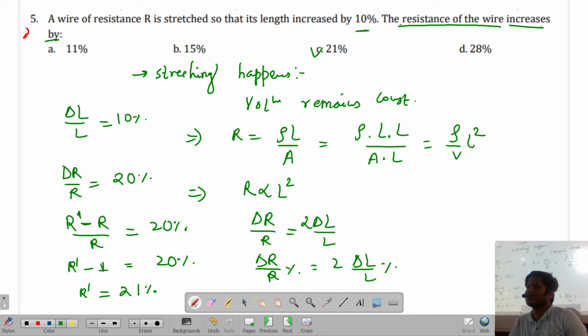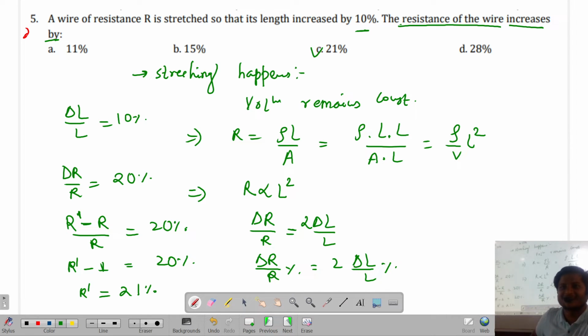Yes or no? Initial resistance is R, new resistance is 21 R. So 21 minus 1 R is how much? 20 R, or not? So the total increase is how much? 20%. Understood or not? Yes or no? Everyone will make a silly mistake now. Everyone will either write 20% or they will write 10%. Got it or not? If 10% would also have been an option, everyone will either write 20% or 10%, but the answer is actually 21%. Got it or not?